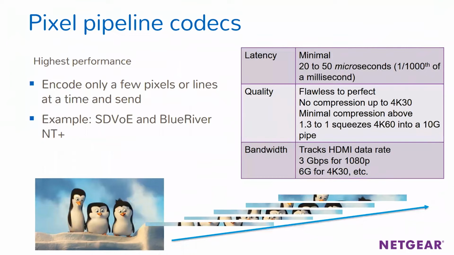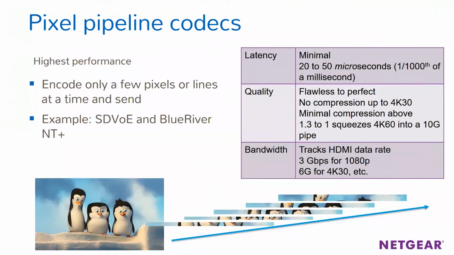This is actually different, this is new, and this is used by the SDVoE technology. And to date, this is the only technology that uses it. This time, we are only going to compress when we have to compress. Remember, 4K HDR is 12 gigabit per second of video data, uncompressed, native, excluding the HDMI overhead. If we want to fit that into a 10 gigabit per second Ethernet speed, for instance, we will use that. But the pixel pipeline method is radically different.